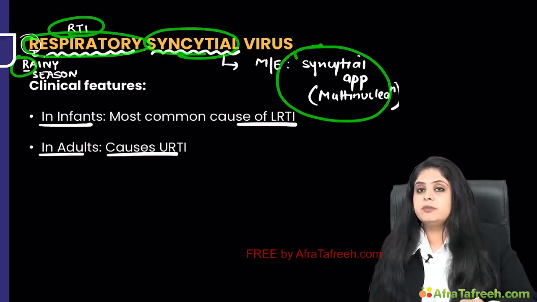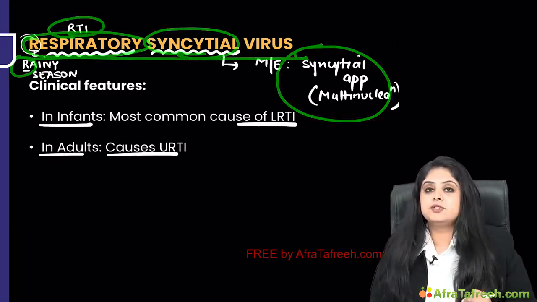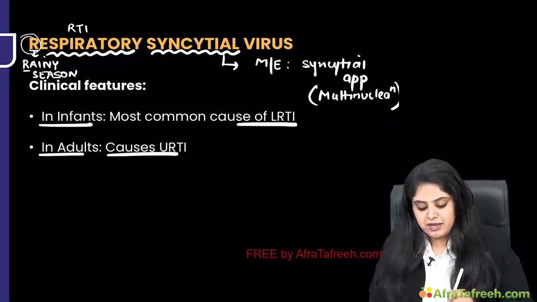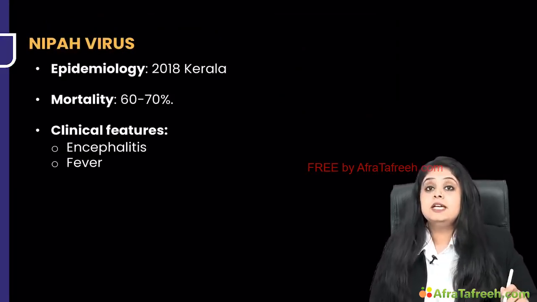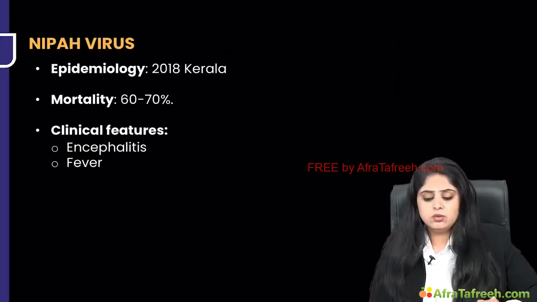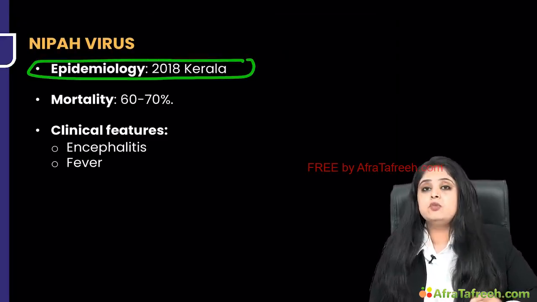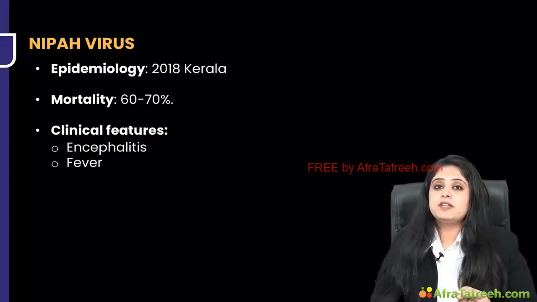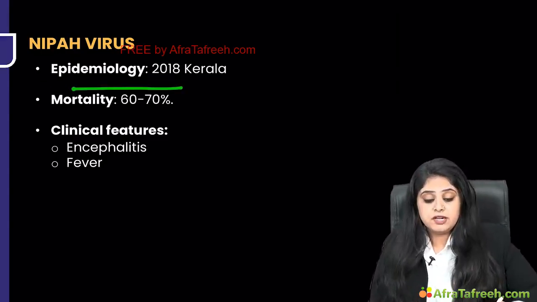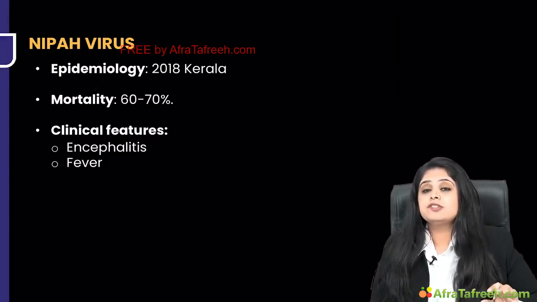Syncytium, it's going to make a syncytium, and that is RSV for you. What is the last member of this family that we are left with? We are left with Nipah virus. I had told you a while ago that, after the 2018 outbreak of Kerala, this Nipah virus became very, very famous. Why? Because this had a mortality of almost 60 to 70%.